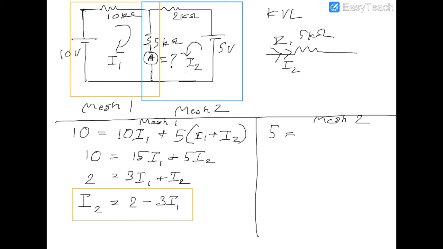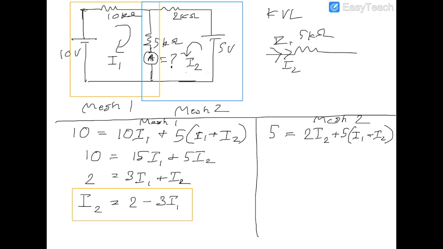So I got 5 volts, which is the energy supplied to this mesh, and it is dissipated by the current I2 flowing through the 2 kilo ohm resistor. So it's 2 times I2. And also, once again, you would have I2 flowing in combination with I1. So I would just add these two currents, and that is flowing through the 5 kilo ohm resistor, which is causing a voltage drop. All right. So according to the law of conservation of energy, we got this equation.